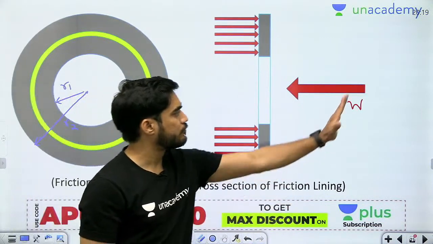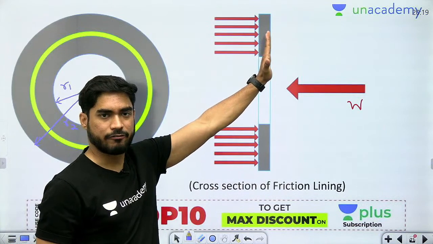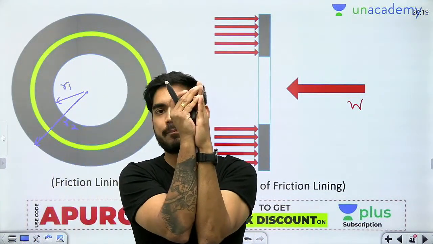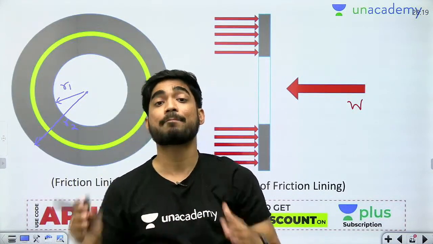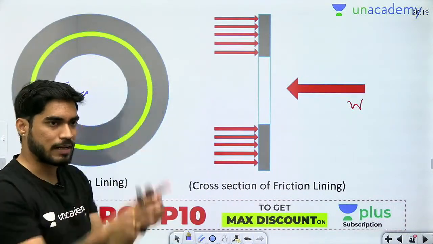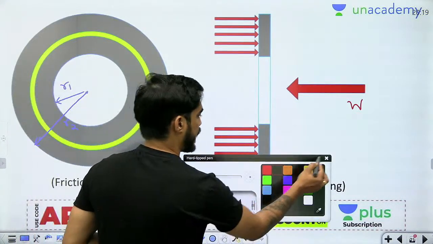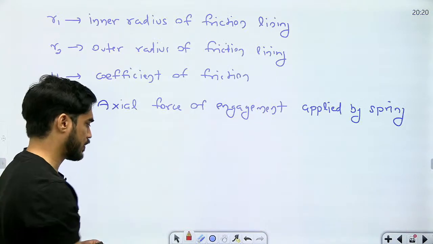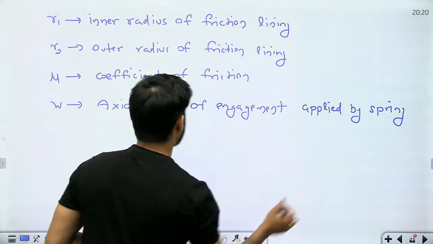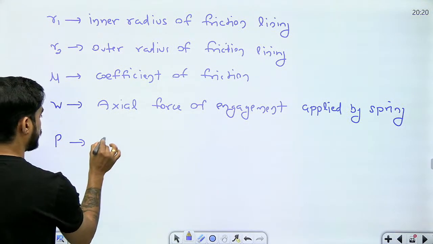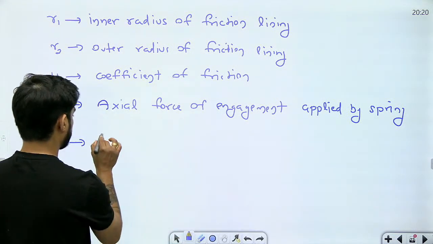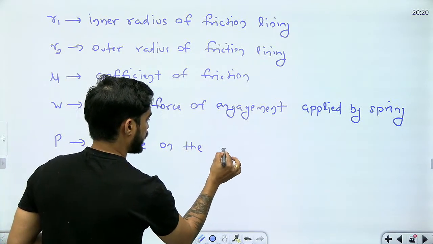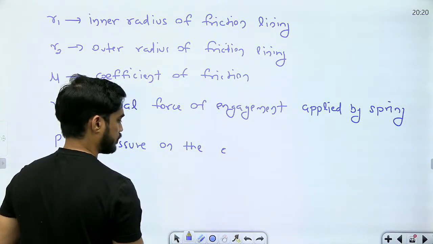Now when I apply this force, this clutch plate will connect with the flywheel. The flywheel and the clutch plate both will apply forces on each other, both will apply pressure on each other. Let's say this pressure is P, the maximum pressure. What is P? P is the pressure on the clutch plate or friction lining.